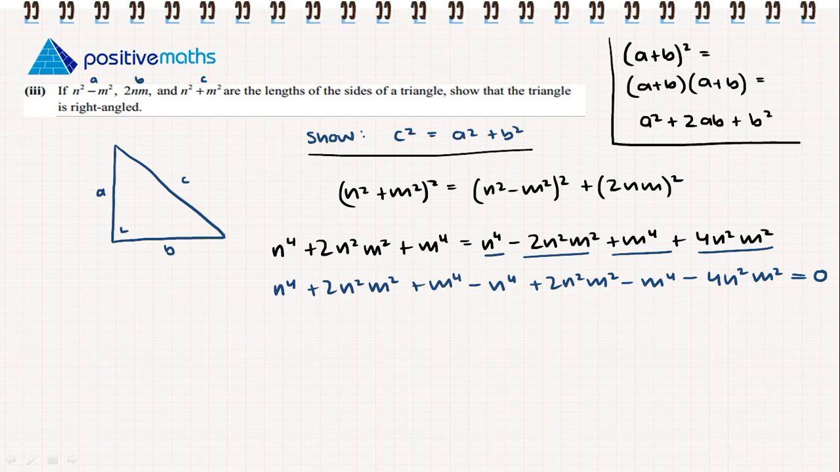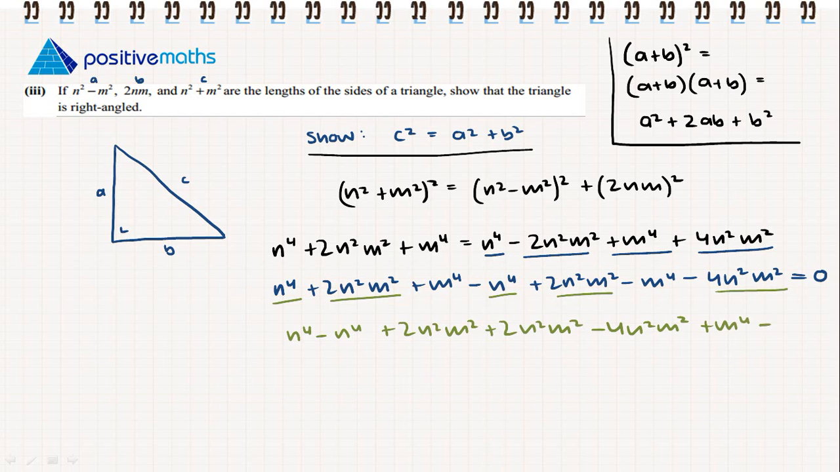Now what I'm going to do is group the like terms together so you can see how they're going to cancel. So the first two is n to the power 4 minus n to the power 4. The next like terms are the terms that have n squared multiplied by m squared. So I have plus 2n squared m squared plus 2n squared m squared minus 4n squared m squared. And then I have plus m to the power 4 minus m to the power 4 equals 0.